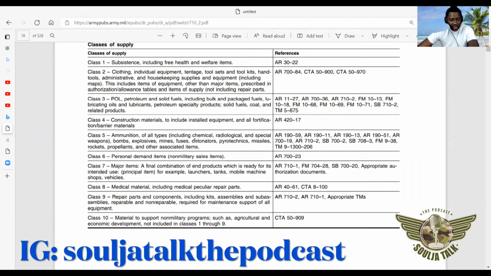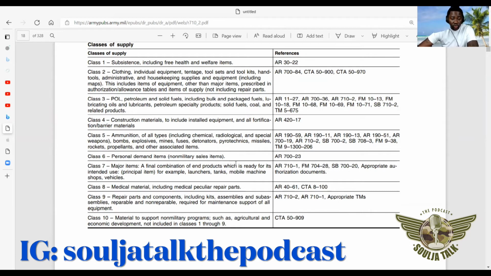So class 7, which are your major items. Class 7 items usually go on the property book. Major items are a final combination of end products which is ready for its intended use. Principal items, for example, launchers, tanks, mobile machine shops, and vehicles. You can find this type of stuff in AR 710-1, FM 704-28, SB 700-20, and the appropriate authorization documents.